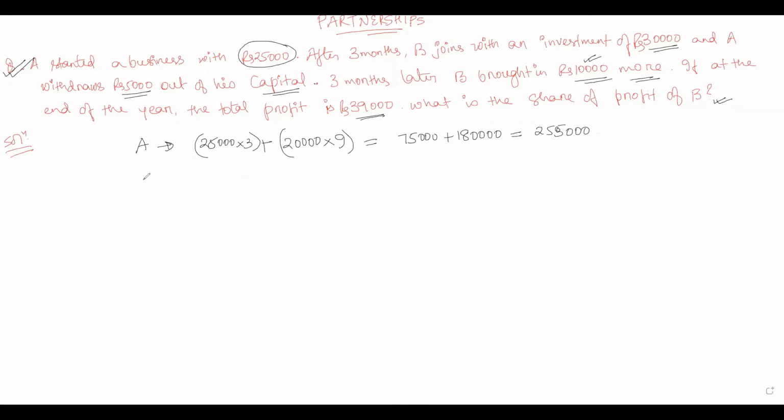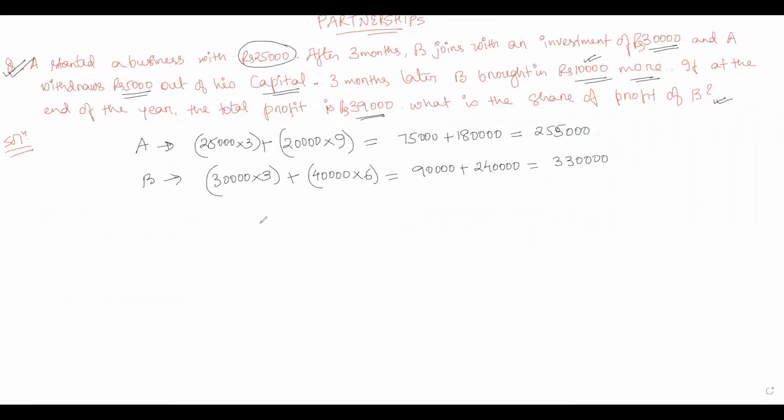In a similar way, if we calculate for B, we can say that this 30,000 was for the next 3 months. So we were multiplying this 30,000 by 3. 3 months later, B brought another 10,000 rupees. So now the capital invested into the business for B is 40,000 and it was invested for the rest of the year. So that means it was invested for the remaining 6 months. So this would be simply 40,000 times of 6. So now if you calculate this, this would be 90,000 plus 40,000 times of 6, so that is 2,40,000. So if you calculate this, this would be 3,30,000.